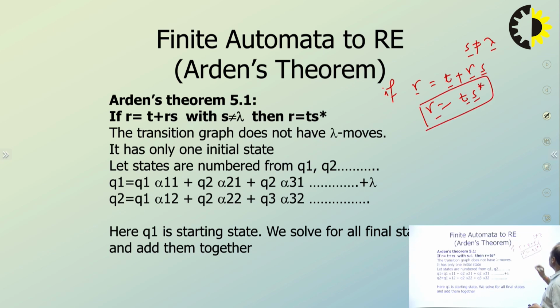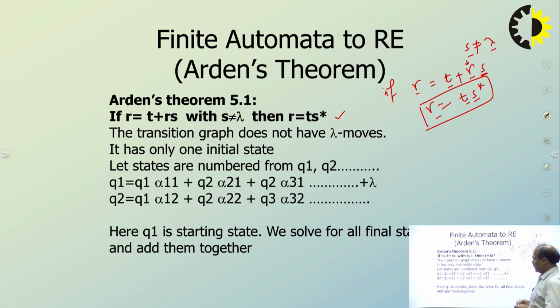This is a very, very important result: if R = T + RS, then R can be written as TS*. The R from the right hand side can be eliminated. If you are applying Arden's theorem, make sure that S is not empty. It should not contain just lambda, right? If it is empty, Arden's theorem is not going to be applicable. So this is Arden's theorem.